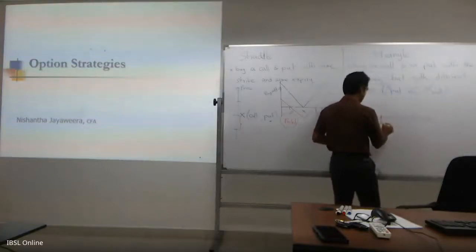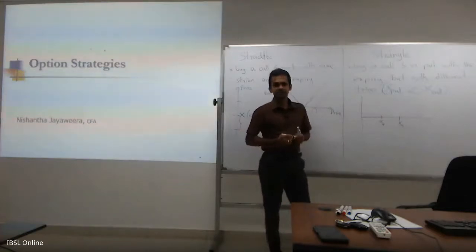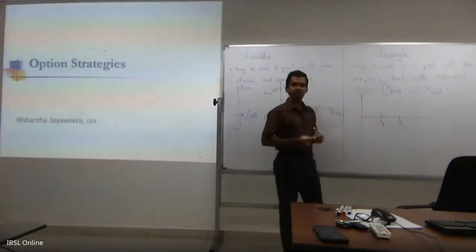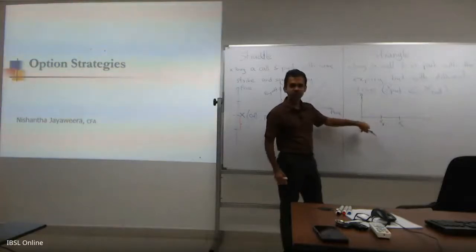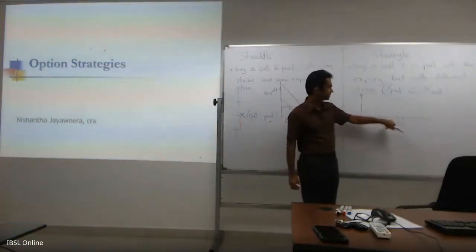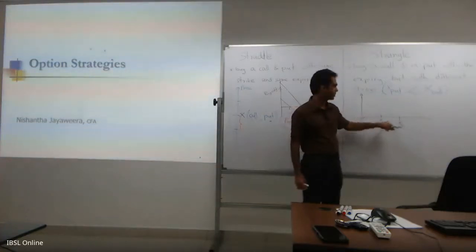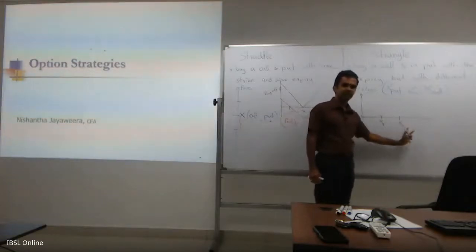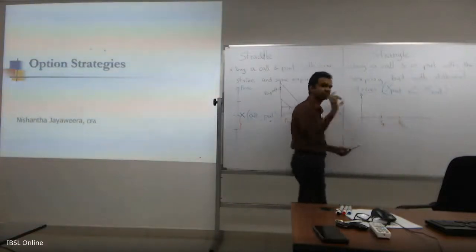Now we have two strikes. We start to get a positive payoff only if the price remains below the put option strike. If the price remains somewhere here, in between the strike of the put and the call, what would happen? You have a put with this strike and a call with a higher strike. The price remains in between these two strikes. What would happen?